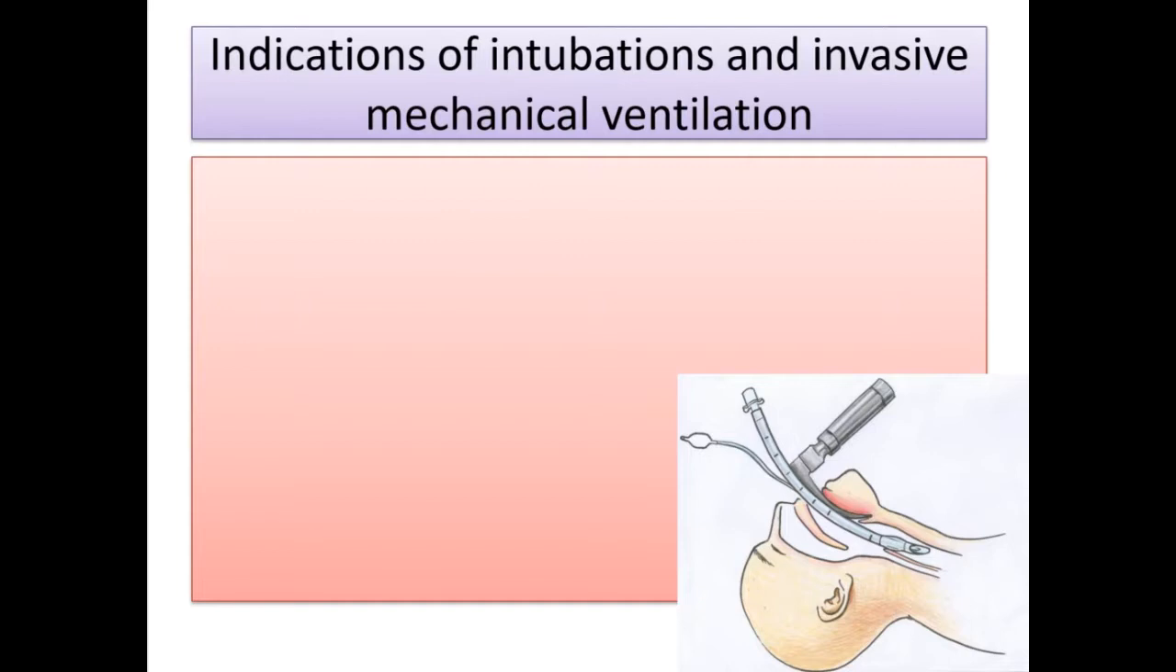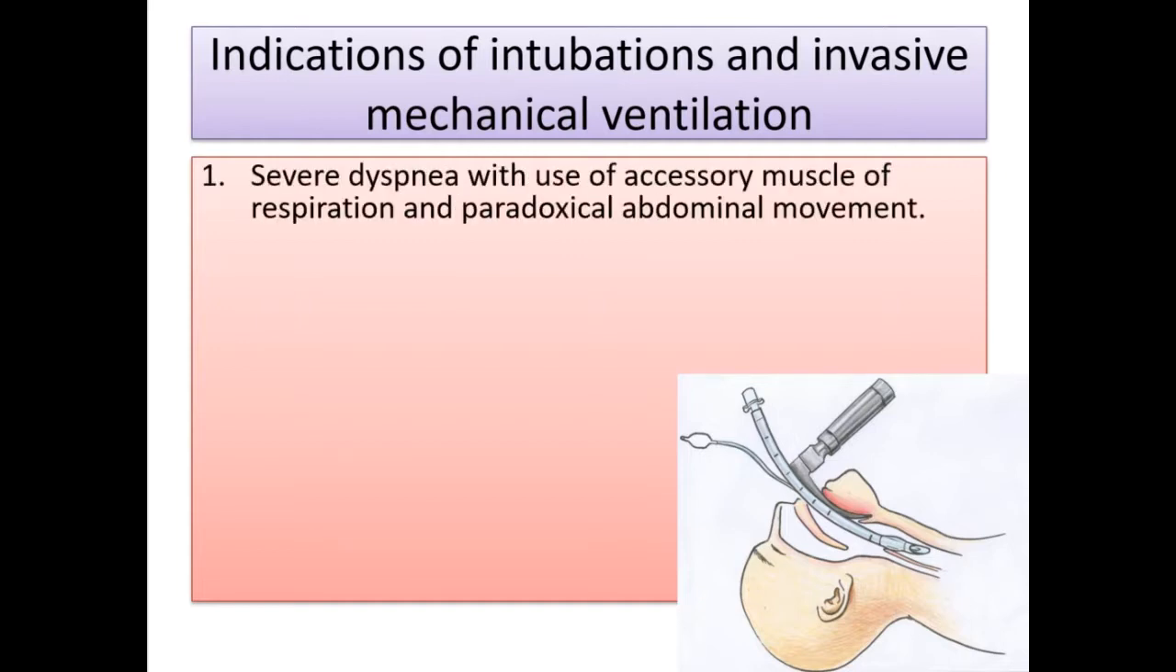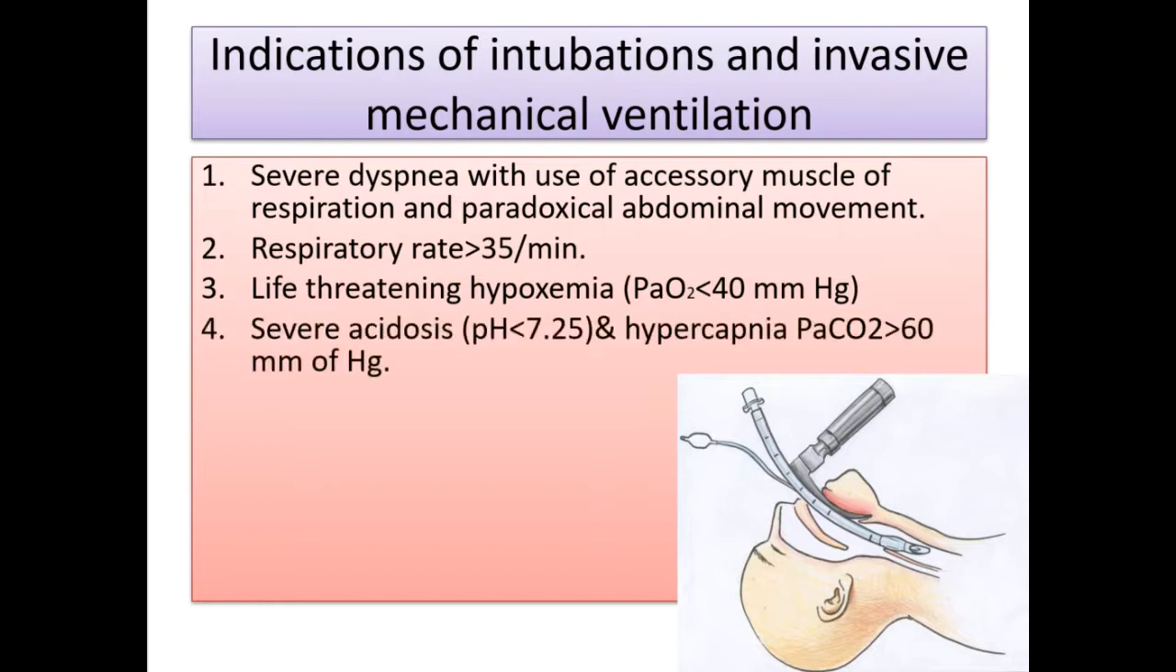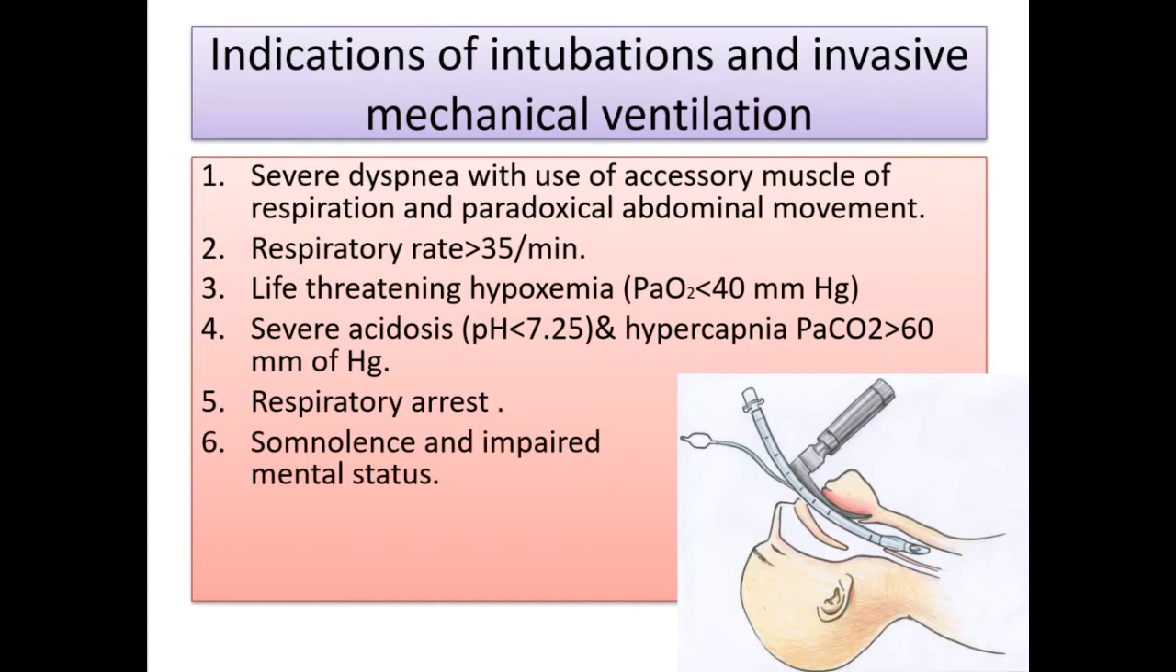Indications for intubation and invasive mechanical ventilation. Severe dyspnea with use of accessory muscles of respiration and paradoxical abdominal movement. Respiratory rate >35 per minute. Life-threatening hypoxemia, PaO2 <40 mmHg. Severe acidosis, pH <7.25, and hypercapnia, PaCO2 >60 mmHg. Respiratory arrest. Somnolence and impaired mental status. Hypotension and shock. NIV failure.